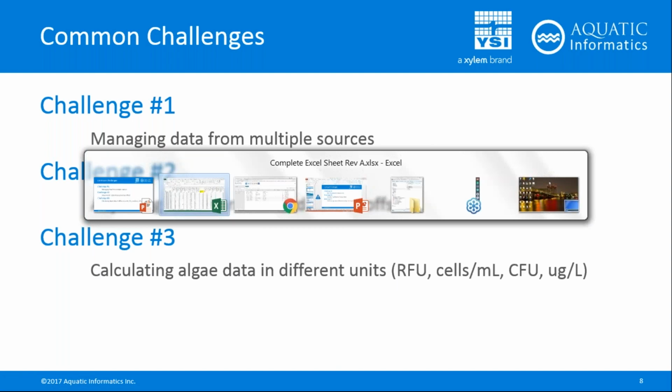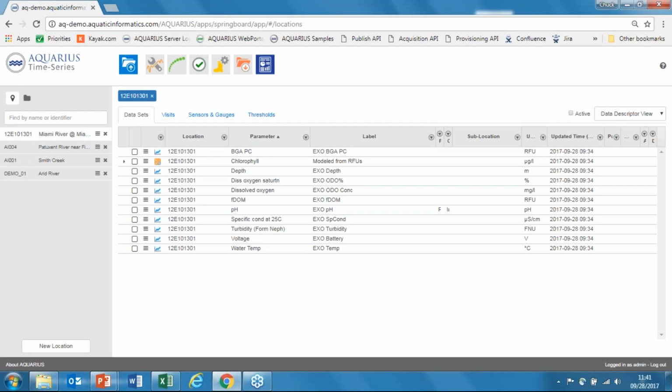Now we're going to take a look at these same 3 challenges and how we can use Aquarius time series to address them. And just a quick note about Aquarius time series, it's not a tool like Excel. It is a data management system. It sits on top of a relational database. It's got a web-based user interface, and it's got workflows in it that are optimized for dealing with these very kinds of challenges, and we're going to take a look at those now.